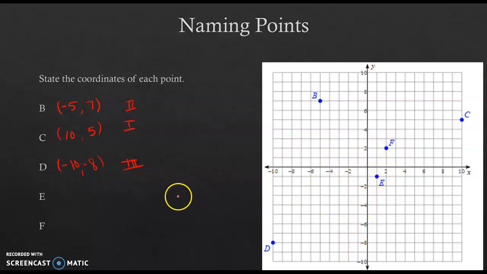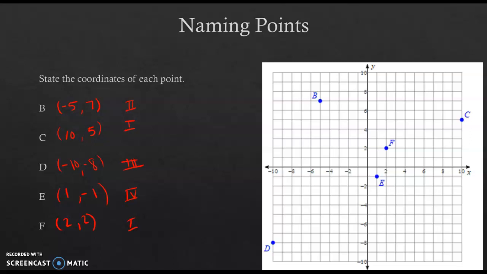Point E is in the fourth quadrant. And so we're going to have a positive, comma, a negative answer. We are +1 and then -1. So we go right 1, down 1, and that's where E is. And then F is again in the first quadrant, and which is positive. And so we go right 2, up 2, so 2, comma 2, and those are the 5 points for that quadrant. So that's how we name points.